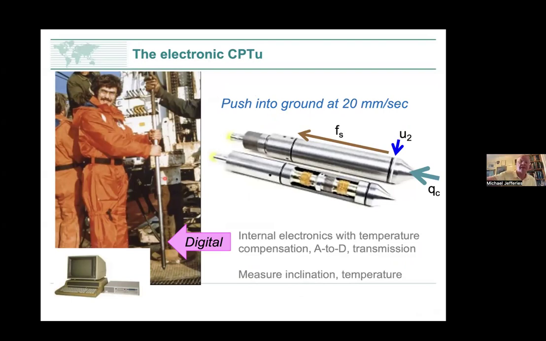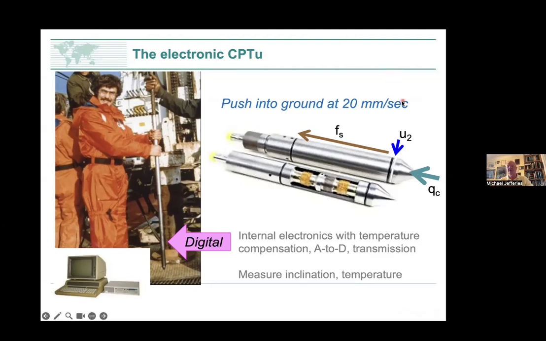Well, the story of getting in situ state is really the story of the electronic cone penetration test. And the U in the title comes about because when this device was first developed, it didn't have a pore pressure transducer. The pore pressure transducer came into being around 1980, and it is now absolutely standard.